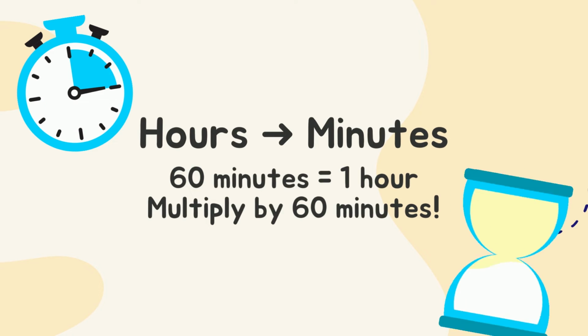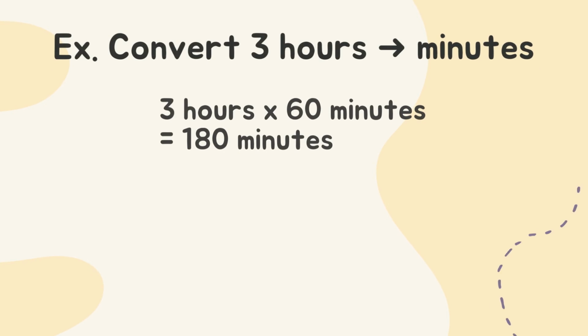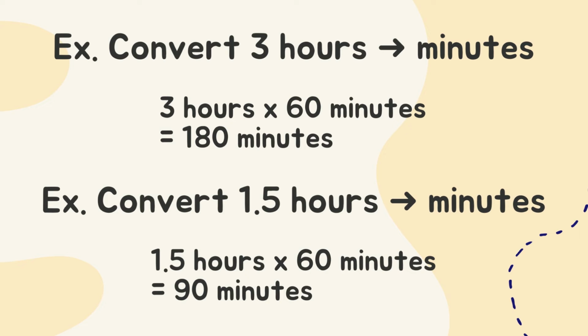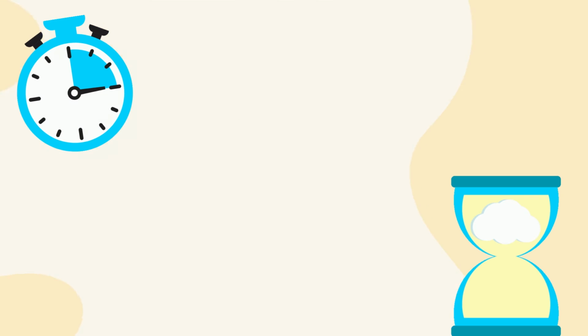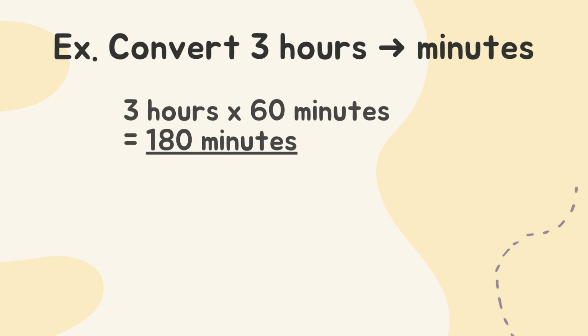To convert hours into minutes, we just multiply by 60 minutes. Let's convert 3 hours into minutes as an example. Let's do another. What about 1.5 hours? We can then further convert the minutes into seconds by multiplying by 60 seconds, since 1 minute has 60 seconds.